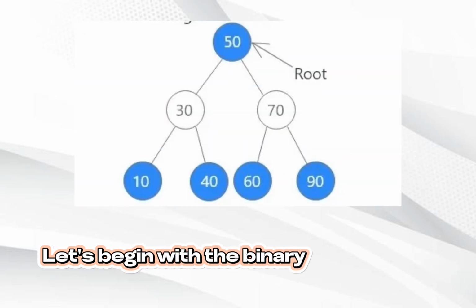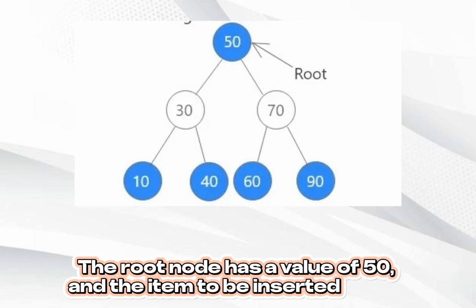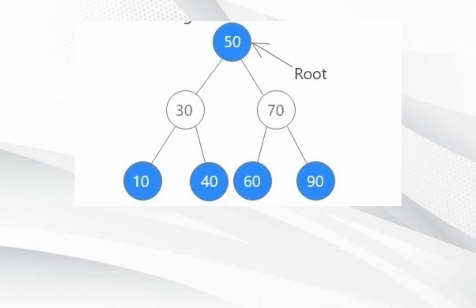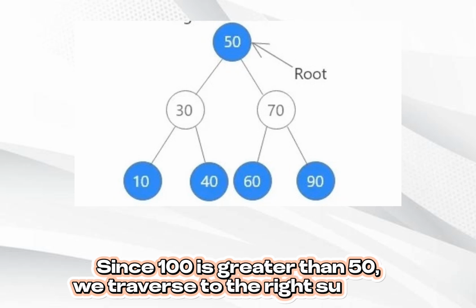Let's have an example. Let's begin with the binary search tree. The root node has a value of 50, and the item to be inserted is 100. Since 100 is greater than 50, we traverse to the right subtree.